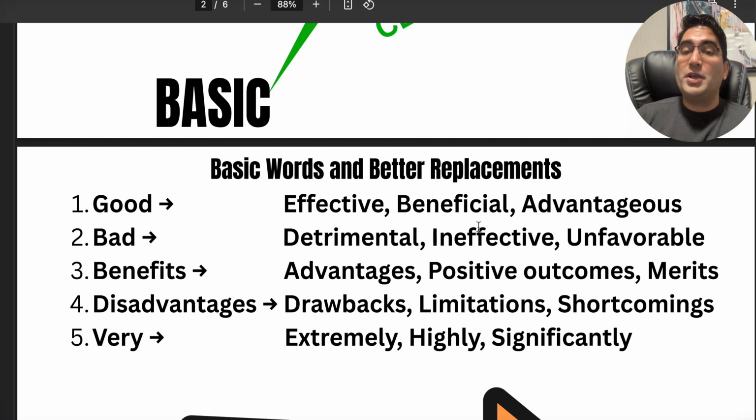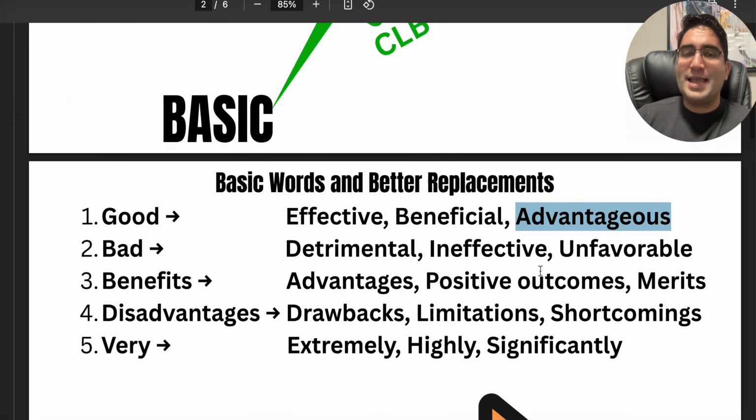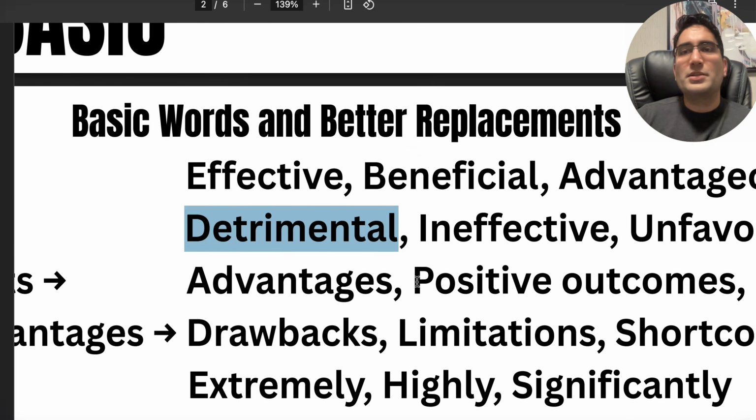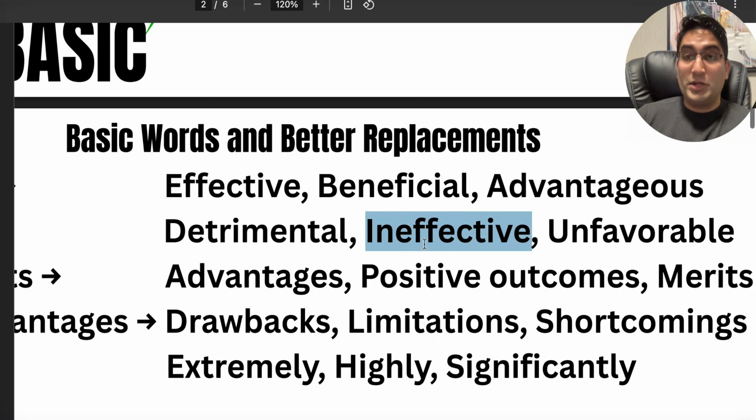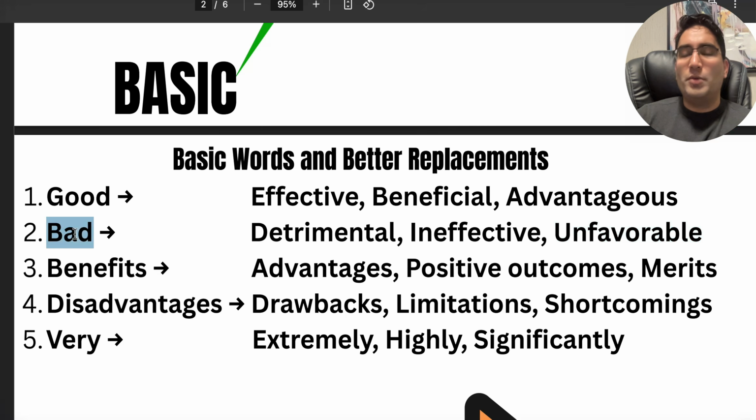For example, instead of good, you want to say effective, beneficial, advantageous. Remember also, keep switching this up. If you have used effective already, next line, use advantageous. Next paragraph, use beneficial. If you're saying bad, use detrimental. Detrimental is mainly for something harmful, so it has to be serious. You cannot say my food was detrimental. It has to be something like it's poisoning your health. Ineffective, if it's not good enough, if it's not working, or unfavorable is the best replacement for bad. It goes in every general scenario.